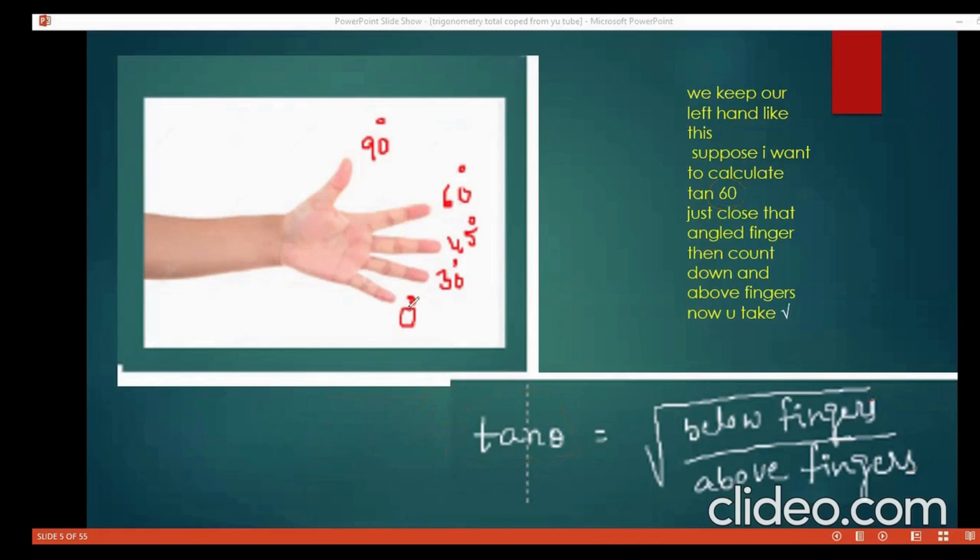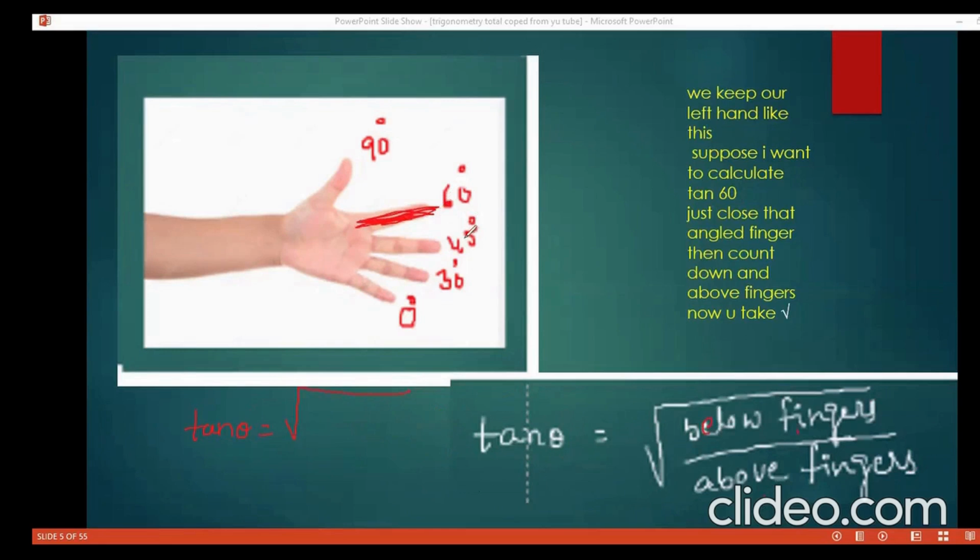Just by folding the finger, you are getting the above and below fingers. You can easily look at your hand. Nothing else is required because you have your hand in your exam, right? Left hand, that too. So you can easily calculate, right? Come on, look at this. So tan 60, I am calculating now. Tan theta is equal to square root of below fingers by above fingers, right?